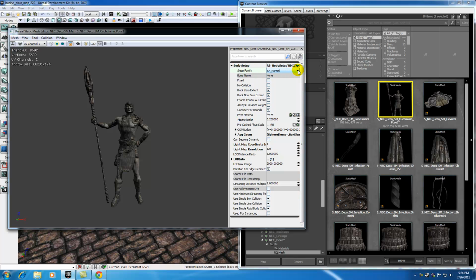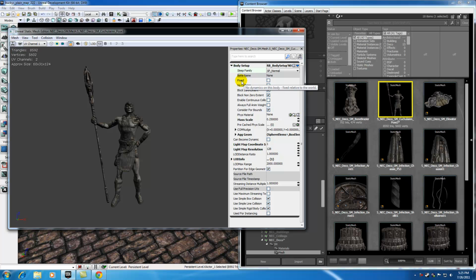Sleep family pretty much means you can give your objects different families, and depending on what family they belong to, they can sleep at different times. We really don't worry about that one too much. The bone name, this has to deal with animation. Don't worry about that for now. You'll understand it whenever I talk about animation.